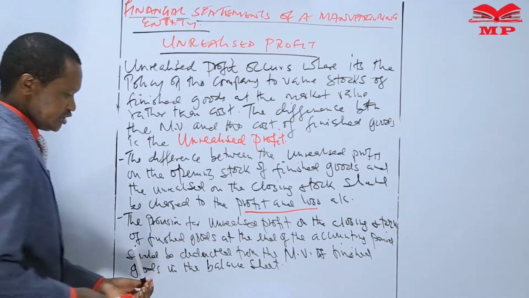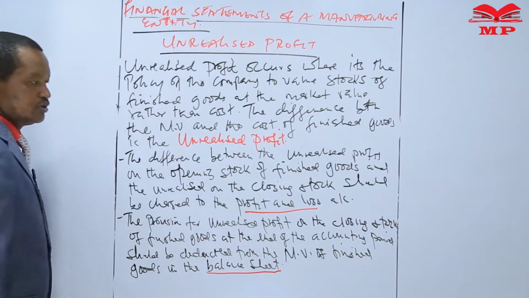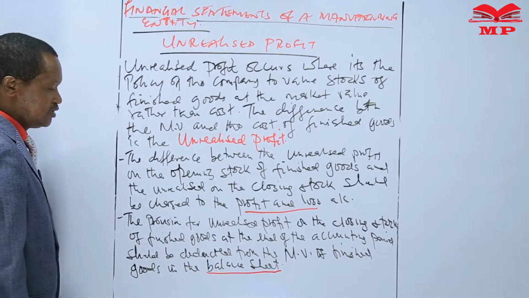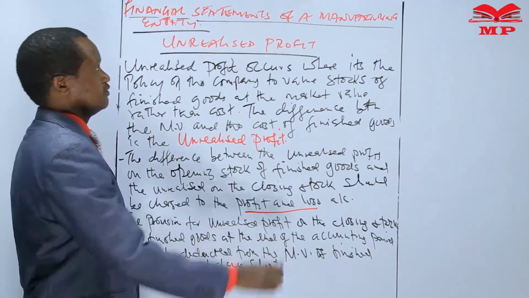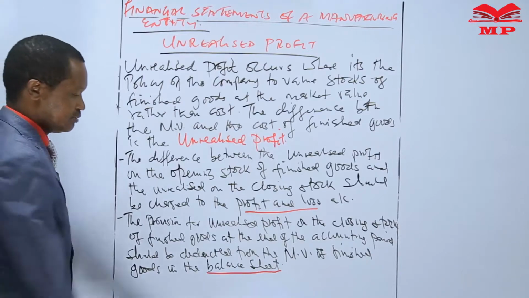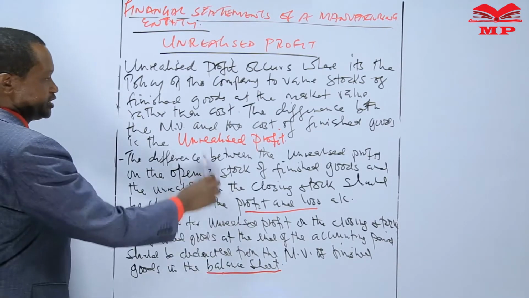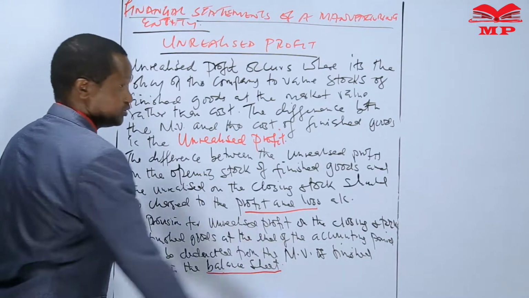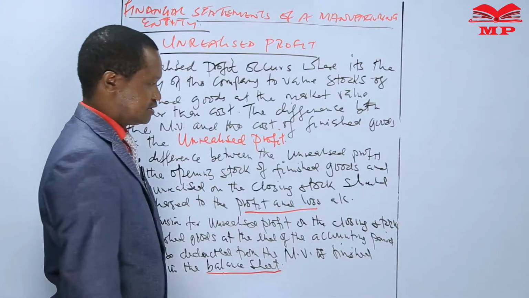Balance sheet, statement of financial position. That is how the unrealized profit affects the financial statements, which is the balance sheet. We also stated how the unrealized profit affects the profit and loss account, which is also a financial statement.